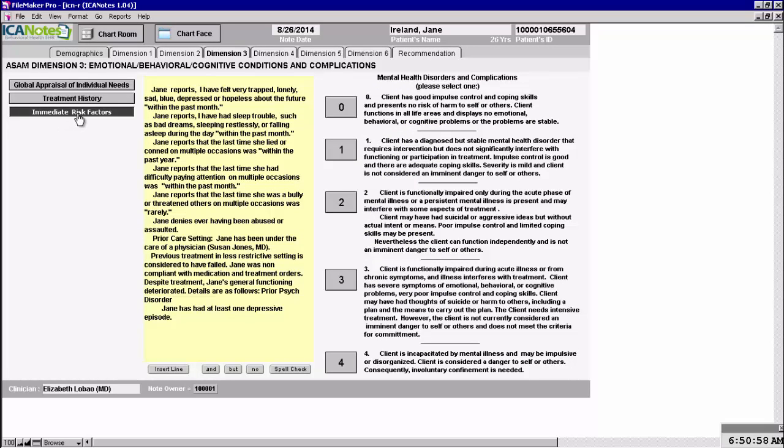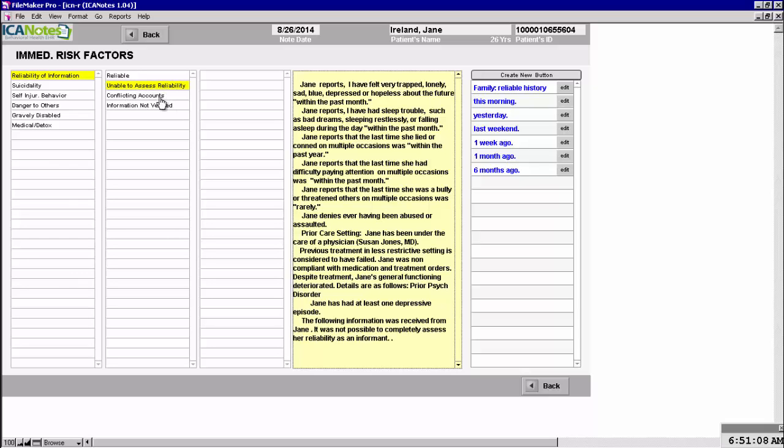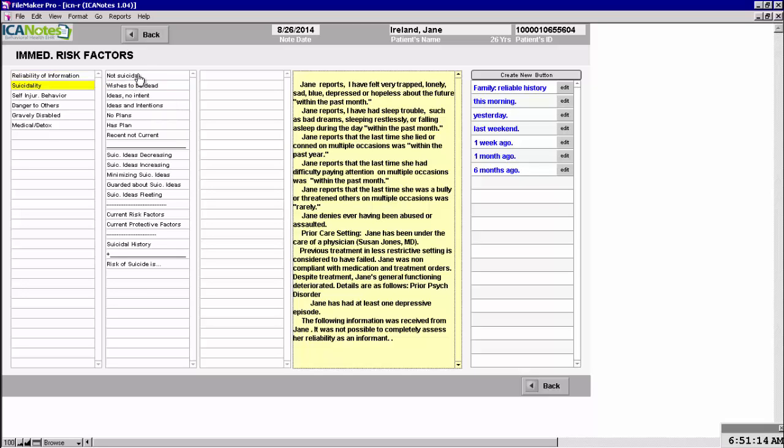Immediate risk factors on Dimension 3. Let's talk about the reliability of information they're getting historically from the patient. Is it reliable? Unable to assess reliability? Are there conflicting accounts? Or do you want to say that the information has not yet been verified? If the patient's suicidal, I'm going to say this patient is maybe guarded about suicidal ideation.